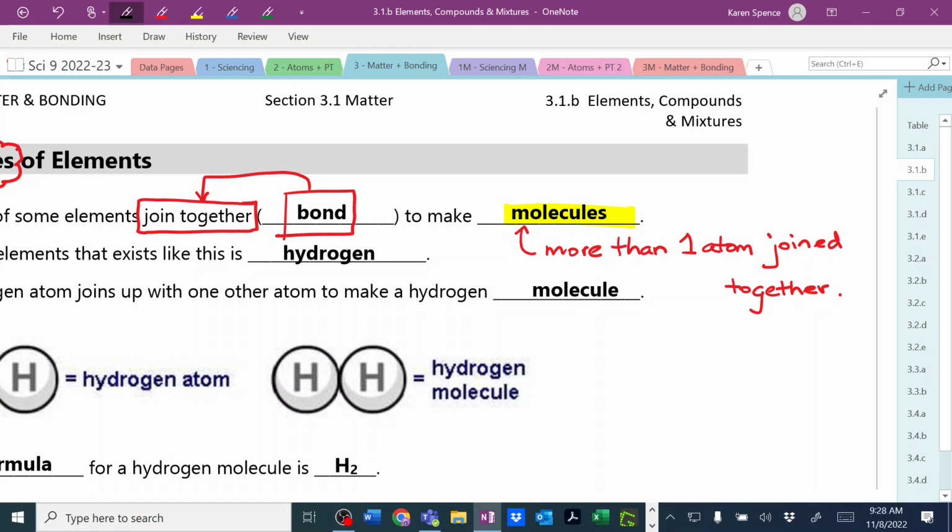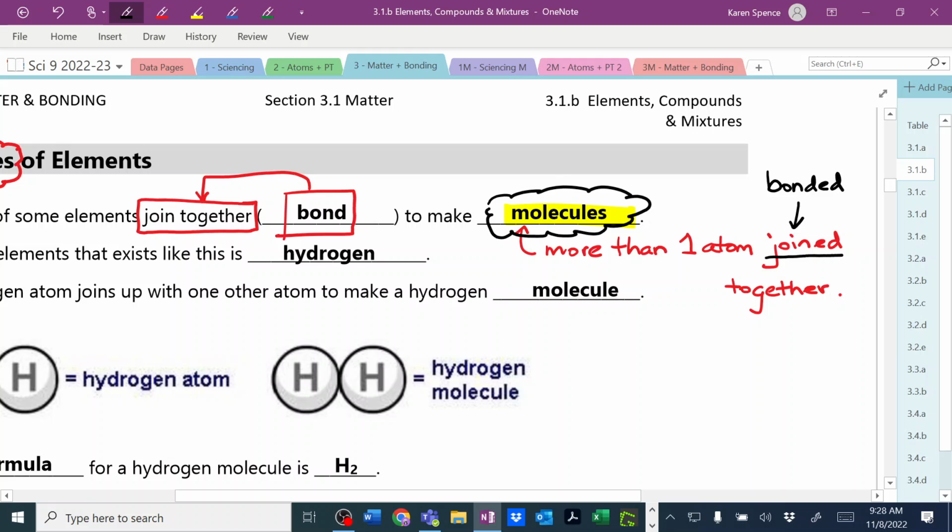What word could I use instead of joined? Bonded. Combined, yes. I'm going to use the word bonded though because that's our chemical science word.